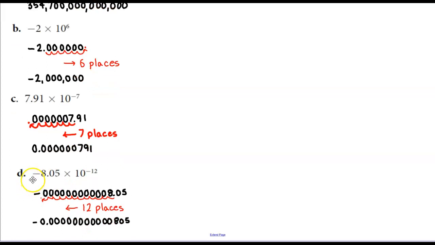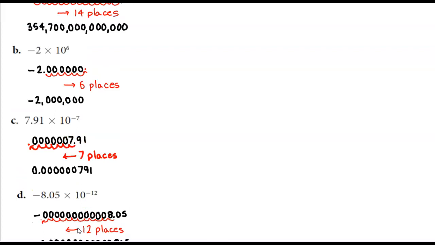Part D, we have negative 8.05 times 10 to the negative 12. So we're taking this decimal place and we're moving it to the left 12 places to get the following number. Now to make a little bit more sense of this, let's take a look at B.